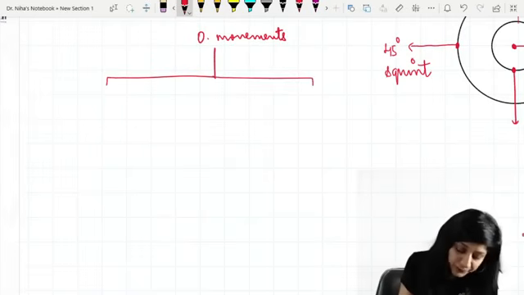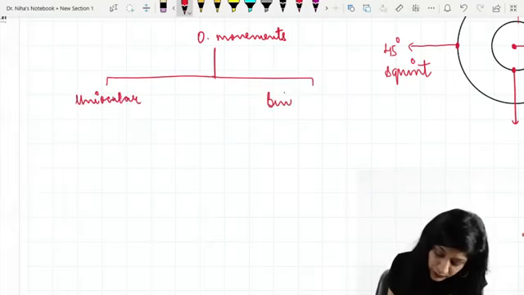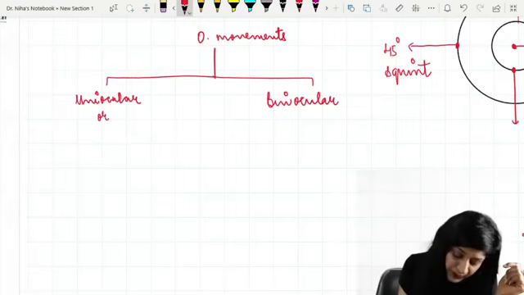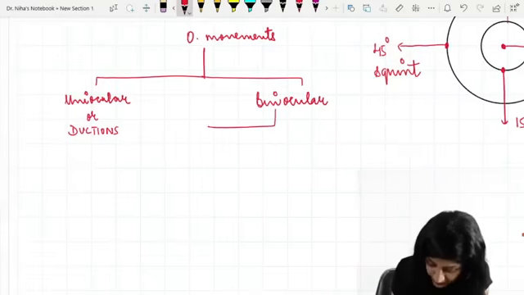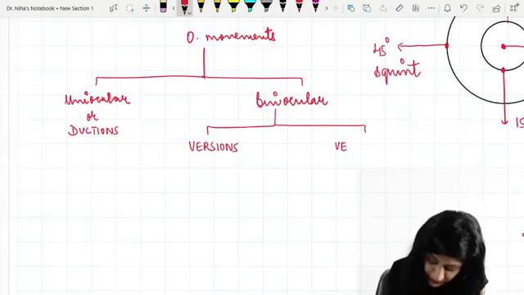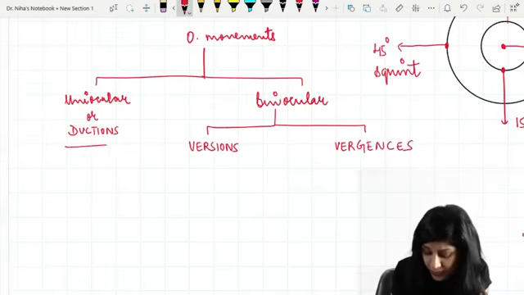One will be your uniocular movements, and second is the binocular. Uniocular movements and the binocular movements. Uniocular movements are actually the ductions, while if I talk about the binocular movements, then they are of two types. One is the versions and another is the vergences. So it's very important for you to check all these movements.